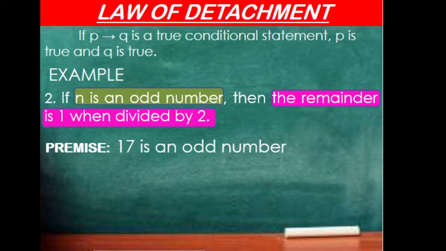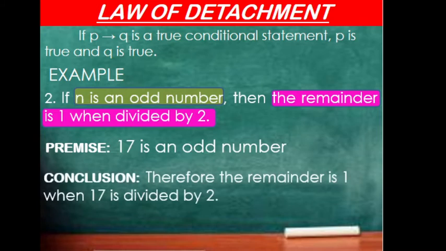Okay, so dito meron tayong assumption na ang odd number na n is 17. So, sabi dito, 17 is an odd number. So, ano kaya ang kanyang magiging conclusion? So, therefore, the remainder is 1 when 17 is divided by 2.